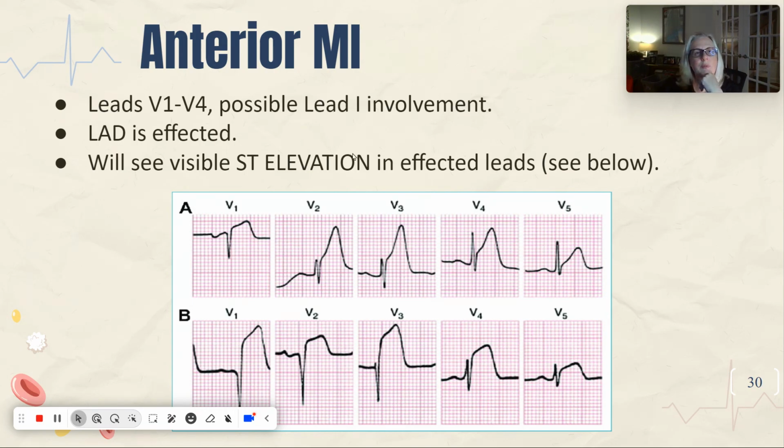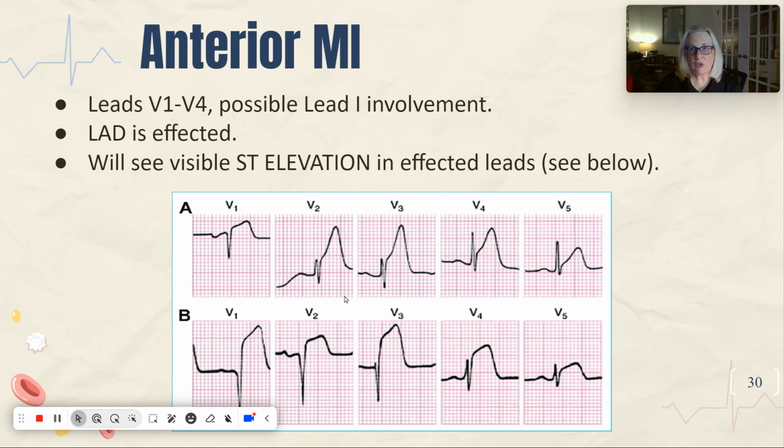So anterior MI involves leads V1 through V4 and occasionally lead 1, but we don't really pay attention to that much. The LAD is affected, so that left anterior descending, that one that comes down the front of the heart, literally right down the front, anterior means front, then you'll see changes in leads V1 and V2. You will see visible ST elevation in leads V1, 2, 3, and or 4. So you can see them down here. This is an anterior MI.